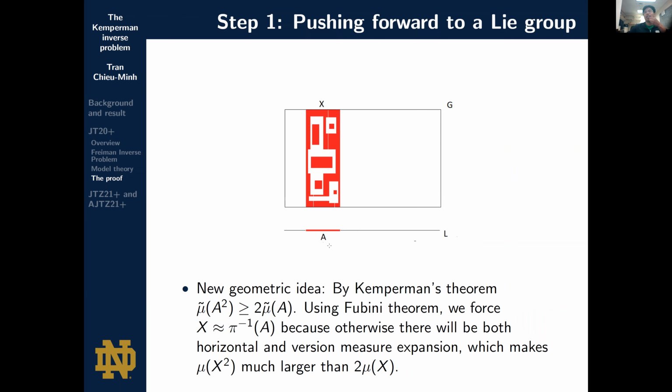But that is not good enough, right? Really we want to say that X is almost everything. So you want to say that on the white space over here, essentially there's no white space. And the new geometric idea over there is Hrushovski's theorem, essentially. By Kemperman's theorem, if you are looking at the set I, you already see that the expansion is 2. And if the inverse image is not almost everything, there will be expansion vertically and expansion horizontally, and that would make the measure expansion much larger than 2 times the measure of X. And that would be a contradiction, right?